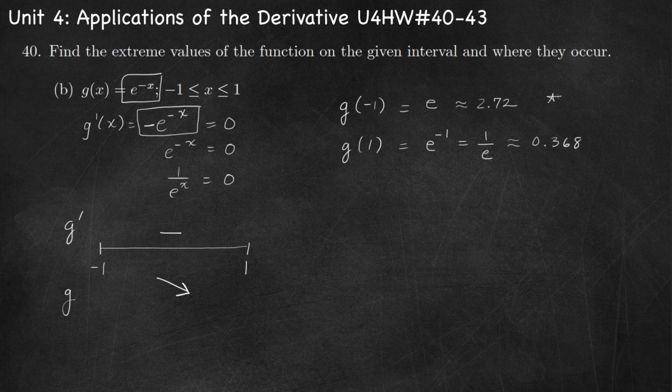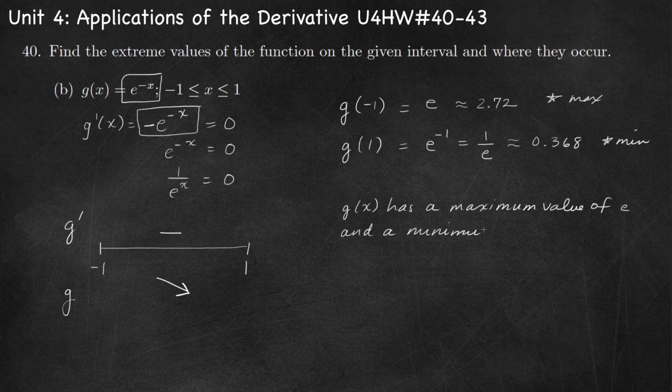So our highest value is here. That's where we have our absolute max. Our lowest value is here. That's where we have our absolute min. Okay, so we can say g of x has a maximum value of e and a minimum value of 1 over e on the interval from -1 to 1.